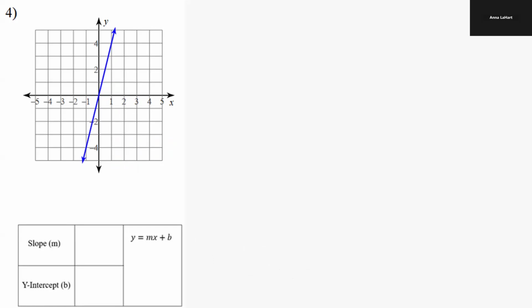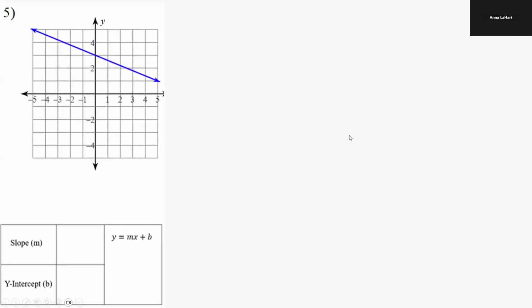3, 2, 1. Y-intercept, what do we got? We got 0, so that goes there. There's the other point, and then we go up 4, right 1, and then you end up with 4 over 1. So again, y equals 4 over 1 x plus 0. You could write y equals 4x. All different possibilities.